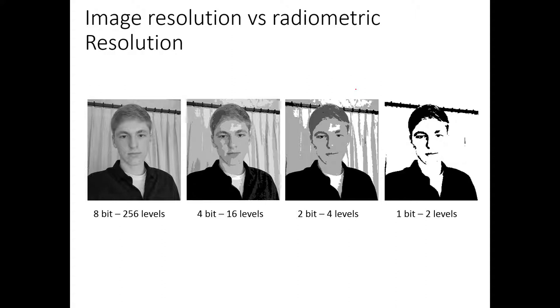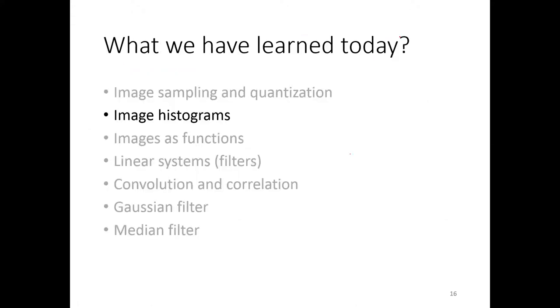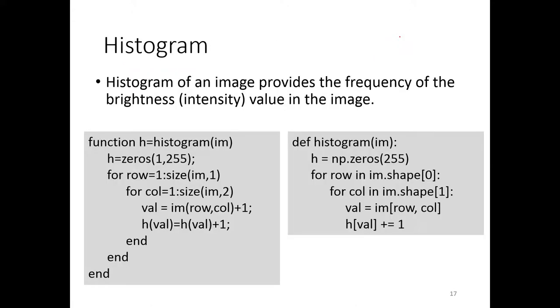I just want to emphasize, last time we talked about radiometric resolution, which is the resolution of the precision per pixel. So try not to confuse it with the image resolution. For example, in this case, the radiometric resolution is 8 bits, 4 bits, 2 bits, and so on. Okay, quickly flip through that.